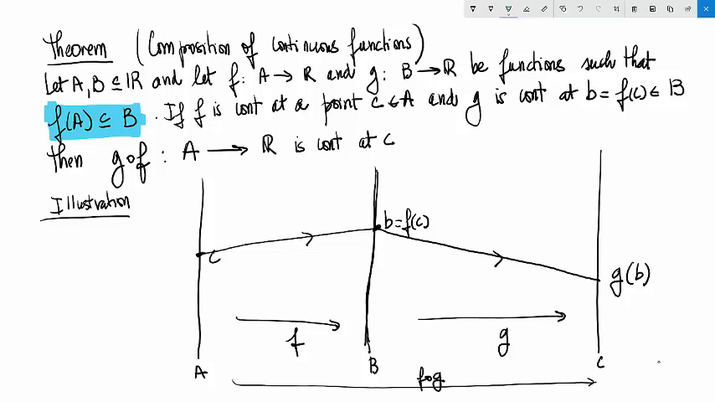If f is continuous at a point c, which is in the domain of f, A, and if g is continuous at b, which is f of c, in the range of f but in the domain of g, then automatically the composition function g composed with f, which is mapping A into the real line, is continuous at c.